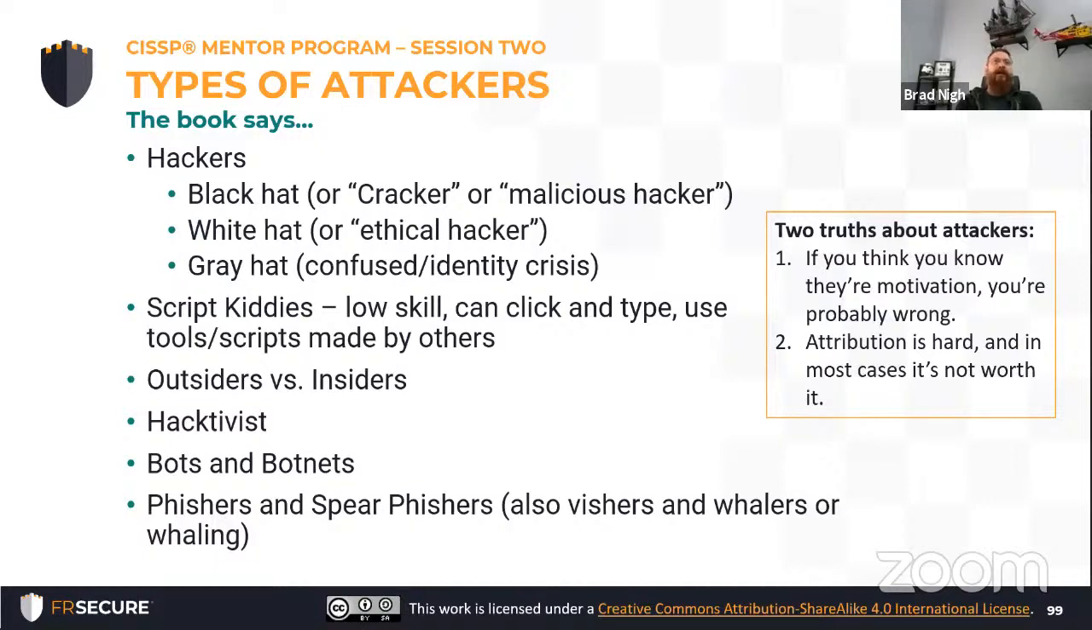You'll need to know bots and botnets. Probably pretty familiar. So, just an automated program. Botnets are a network of them. Phishers. So phishing is, email typically. Well, in this case, it would be email. Spear phishing is targeted phishing. Vishers is the voice. So a phone call, doing the social engineering over the phone. Whalers or whaling is targeting executives, right, or high value targets.